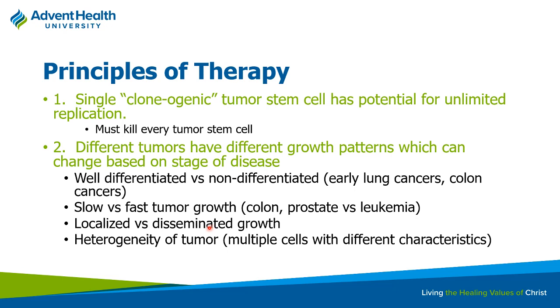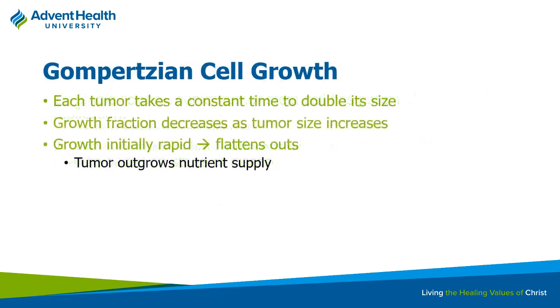And then also looking at the heterogeneity of the tumor. What does that mean? The heterogeneity. Yeah, how many different types of cells are you dealing with? Is it just one type that's fairly easier to treat, versus you have multiple cell types that may be posing a little bit of a challenge there? So these are a lot of different factors that go into saying, well, how are we going to treat this? How easy is it going to be to treat?